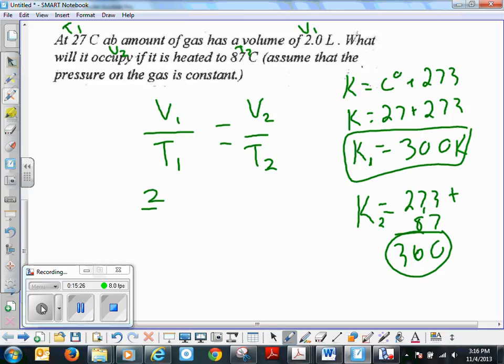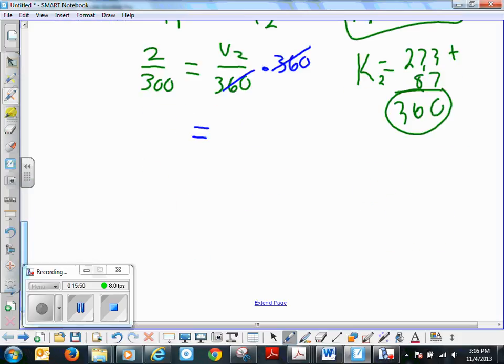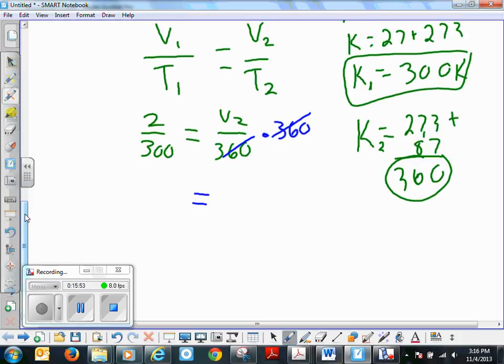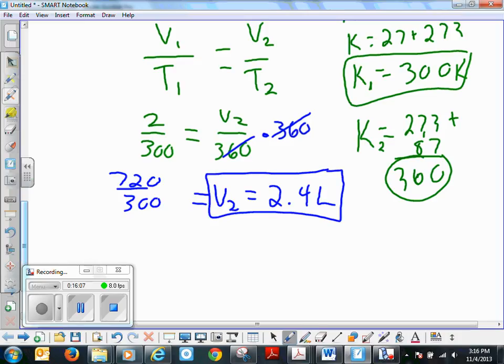We've got 2 over 300 equals V2 over 360. Okay, so all you have to do to solve for V2 is what, guys and girls? Times by 360. That's all. Multiply both sides by 360 because it cancels that out. Just like the factor label method. Okay. So, 720 divided by 300 equals V2 equals 2.4 liters. Can you do that? Yeah, I just did it.